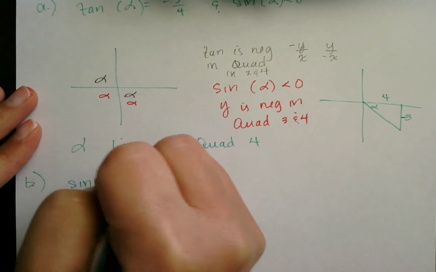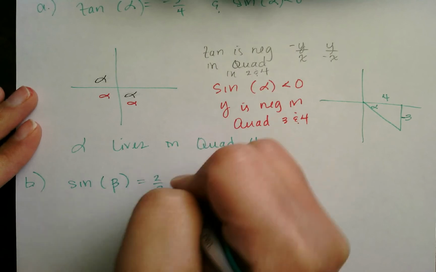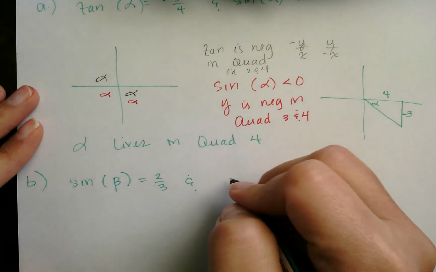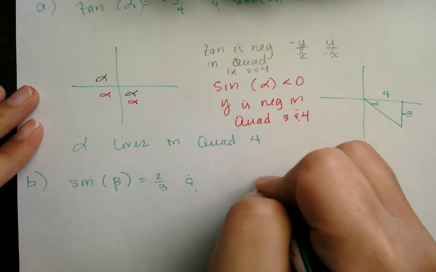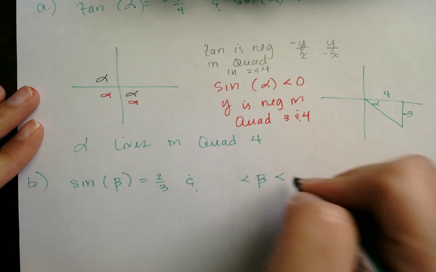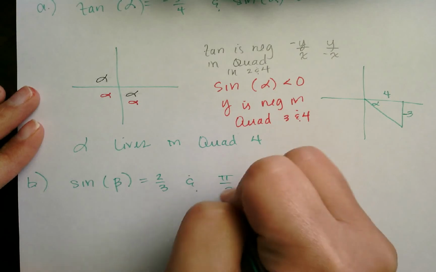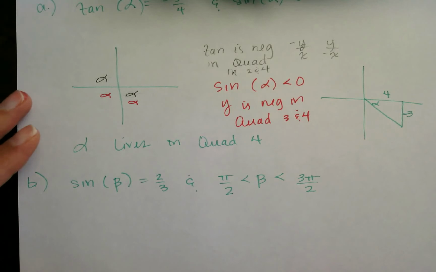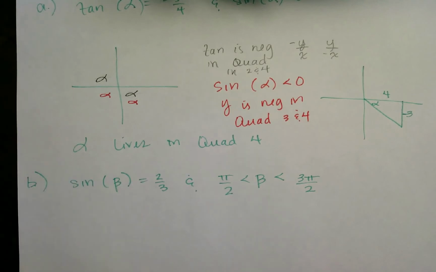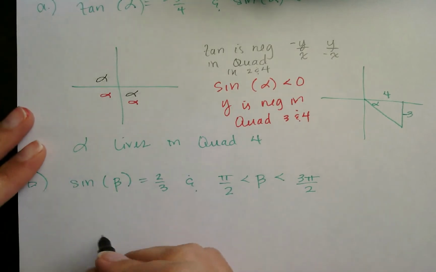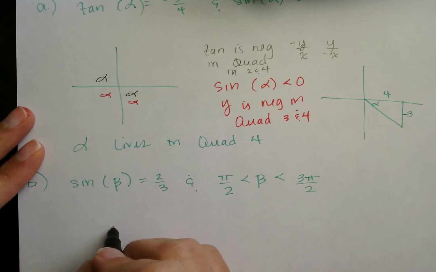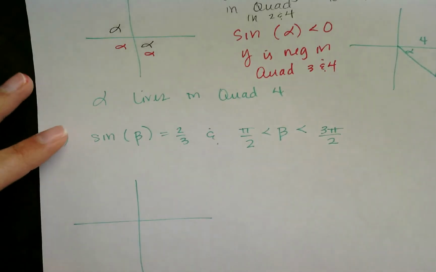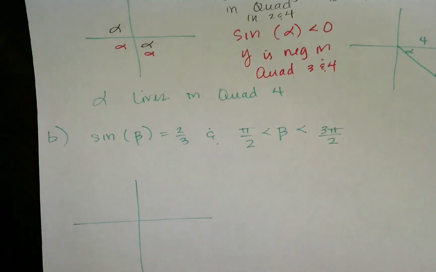Sine of beta equals 2/3, and this is one of the harder ones to do. Beta lives between pi over 2 and 3 pi over 2. Yeah, so that one's tougher to do. So let's talk about this. Okay. So let's get some information down.